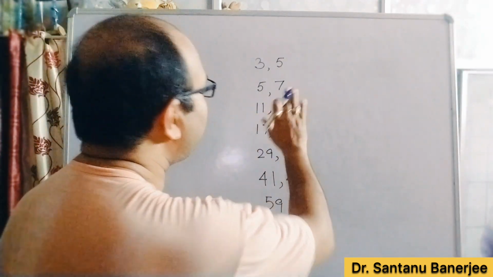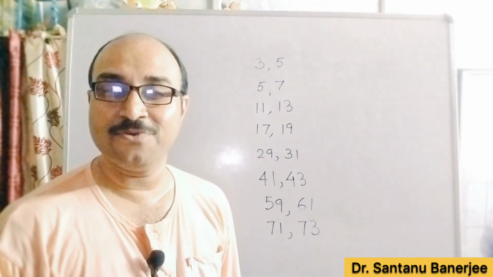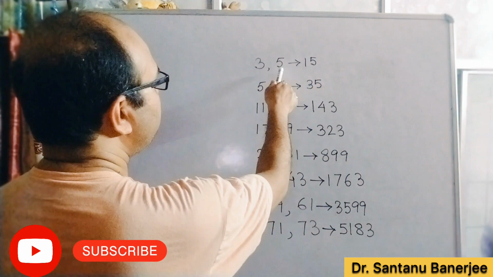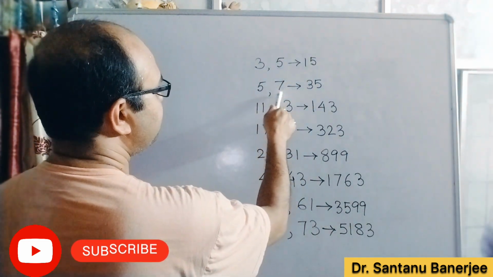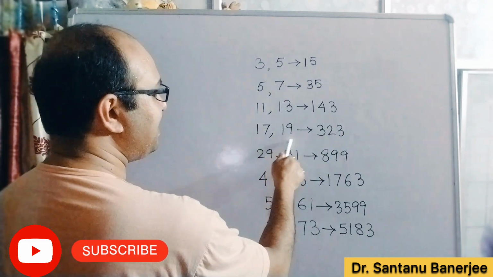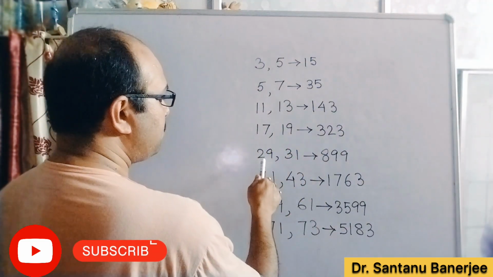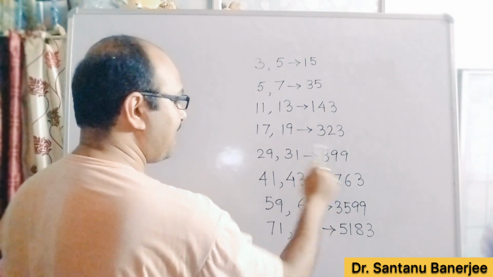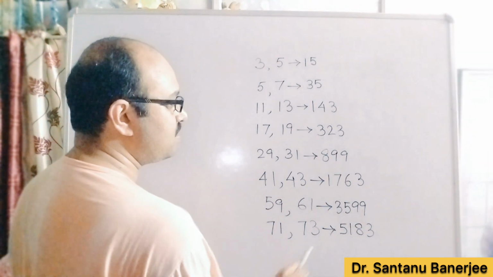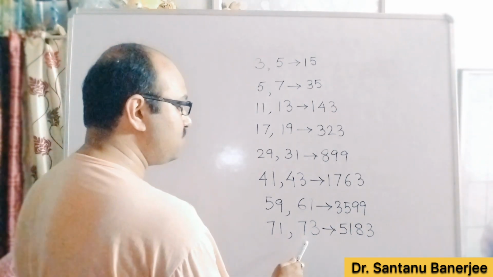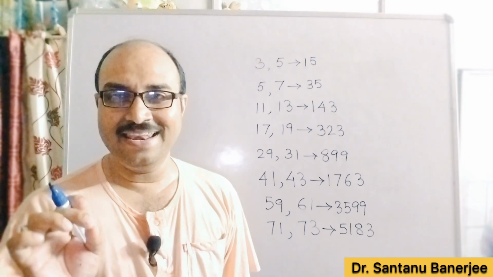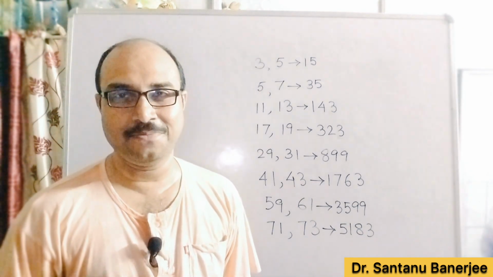Now let us do one thing. Let us multiply these numbers and see what the result is. So these are the products that you will have. 3 into 5 you get 15, 5 into 7 is 35, 11 into 13 is 143, 17 into 19 is 323, 29 into 31 is 899, 41 into 43 is 1763, 59 into 61 is 3599, and 71 into 73 is 5183.